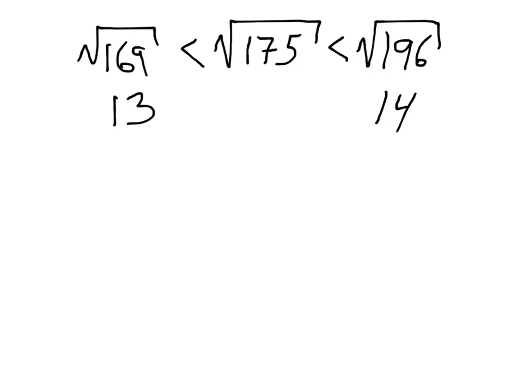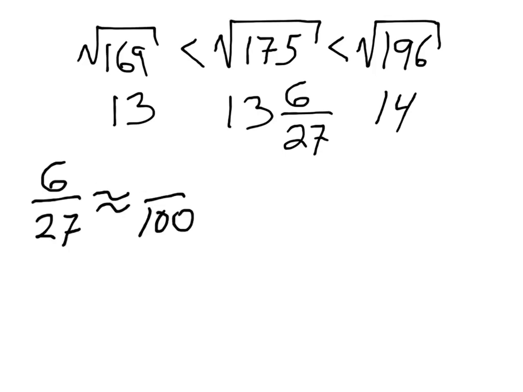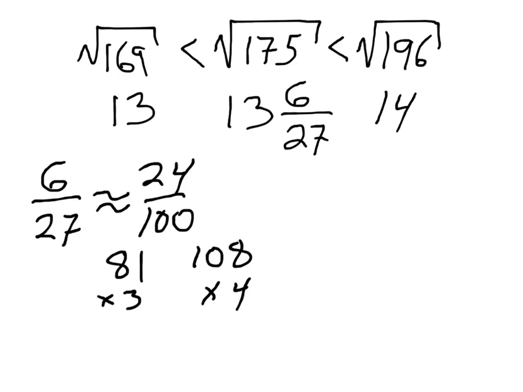175 is 6 away from 169, so it's going to be 13 and 6, and then 196 is 27 away from 169. So the square root of 175 is approximately 13 and 6/27. So for 6/27, we try to get that over 100. If we multiply 27 by 3, we get 81. And if we multiply it times 4, we get 108. This time 108 is the closest number. So we do 6 times 4, which is 24.